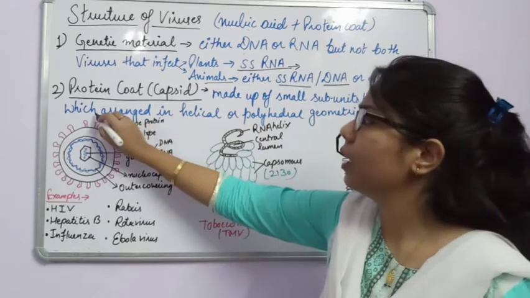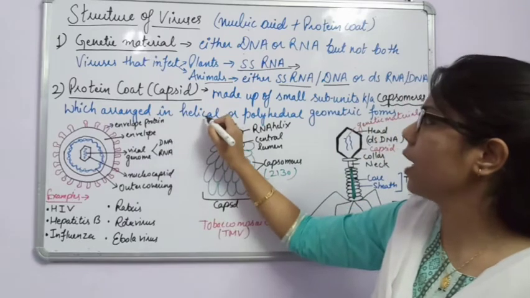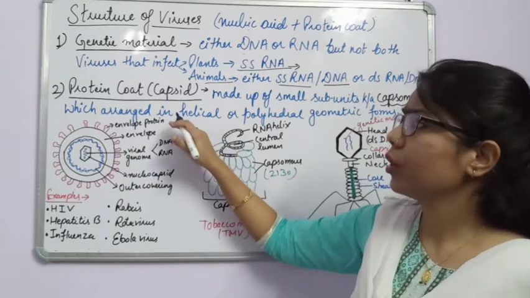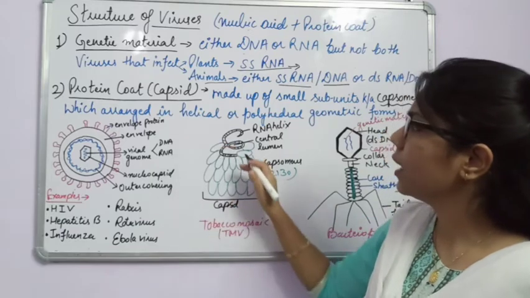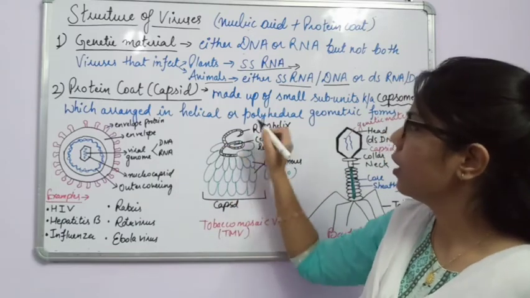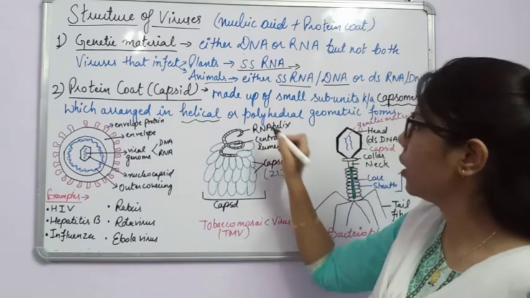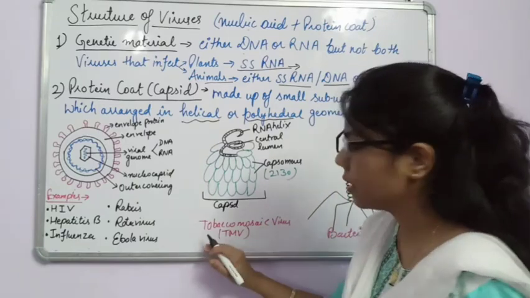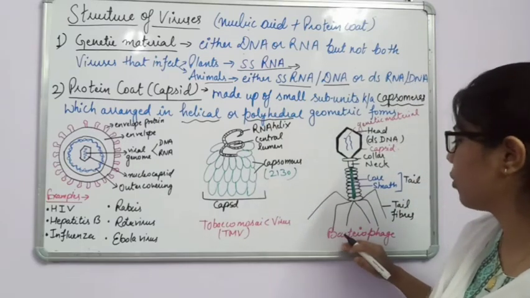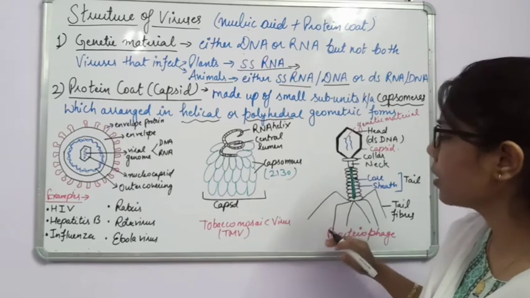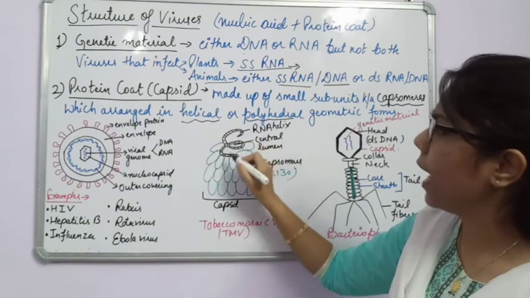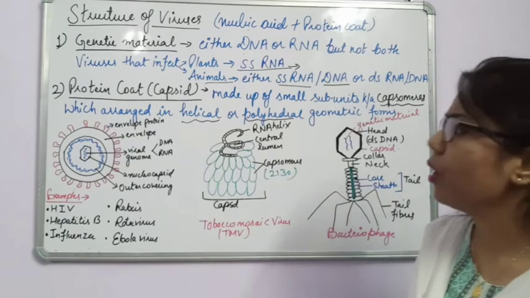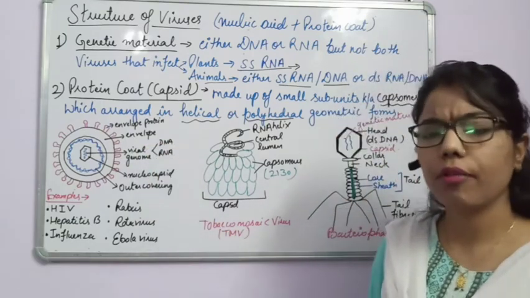The thing which I have written here is that they are arranged in helical or polyhedral geometric forms. If you see the protein coat, you can see that it can be present in different forms. It can be in the helical form, round in structure, or it may be polyhedral, as you can see in the bacteriophage. Here I have drawn TMV, tobacco mosaic virus, and here I have drawn the bacteriophage. In TMV you can see a helical structure, and in the bacteriophage you can see a polyhedral form.